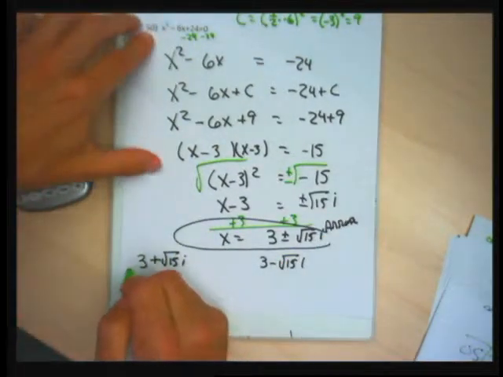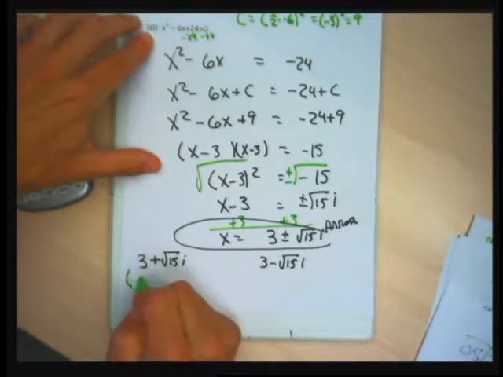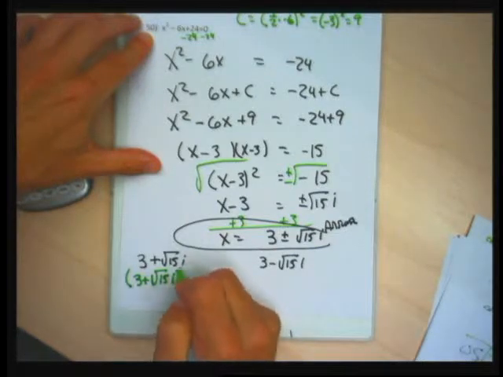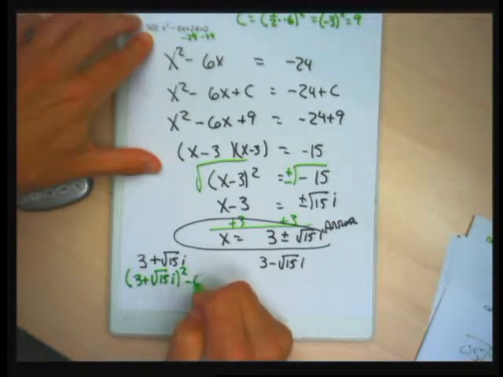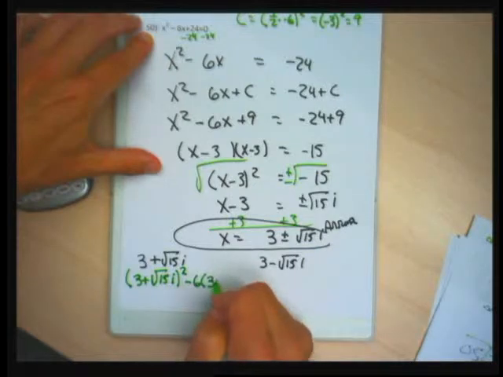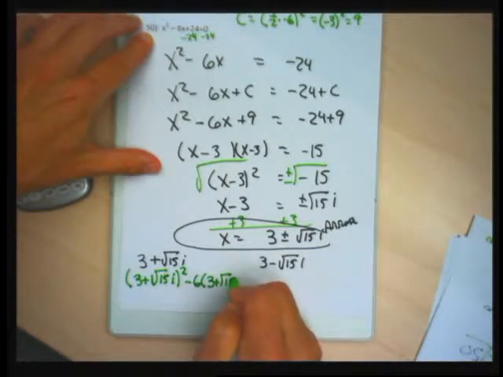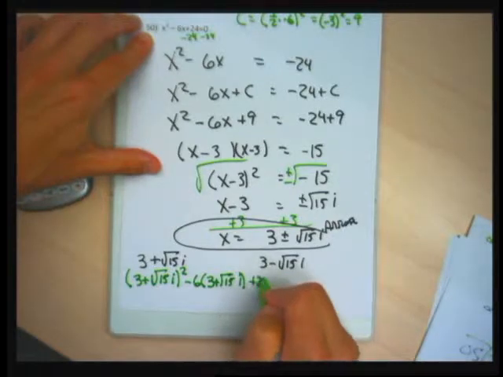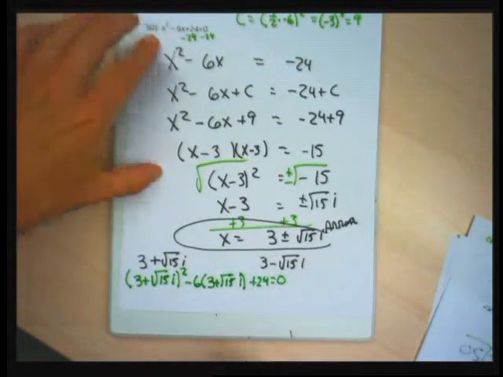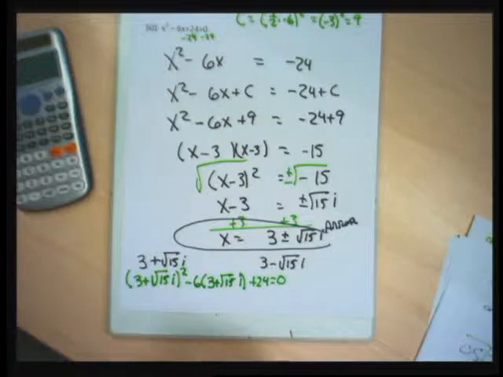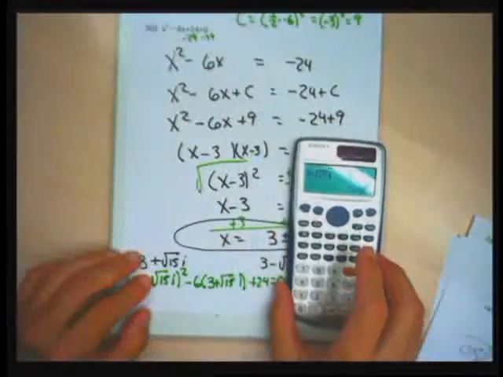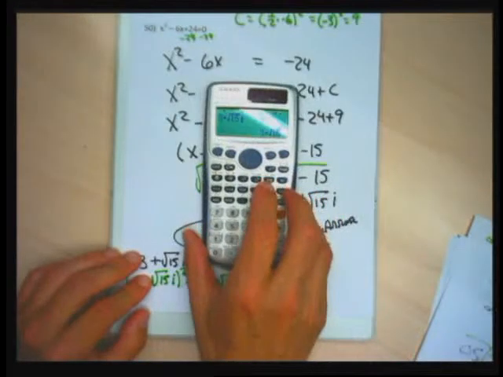So I'm going to go to the original problem and go first 3 plus the square root of 15, make sure to get that I outside the radical, squared, minus 6 times 3 plus the square root of 15, make sure to get the I outside the radical, plus 24, and see if that equals 0. So this is not going to be pleasant, but I'm going to do it. Can you see this here?